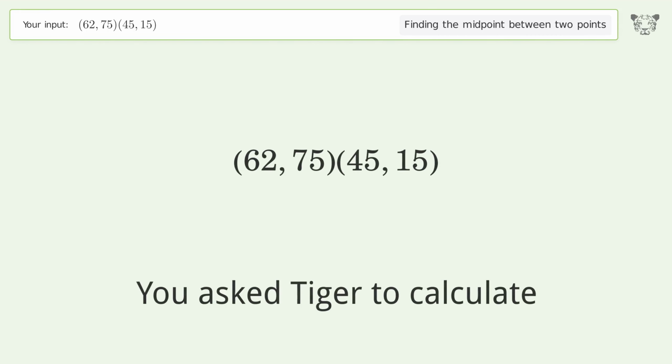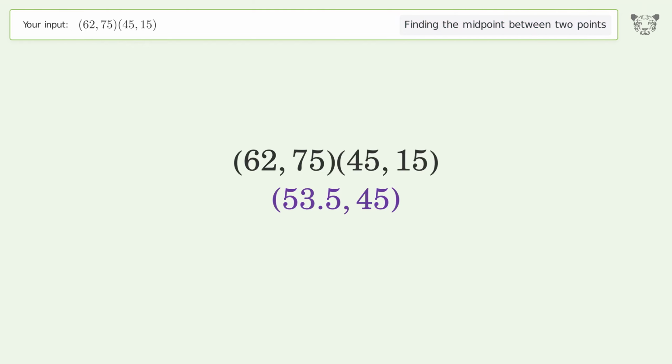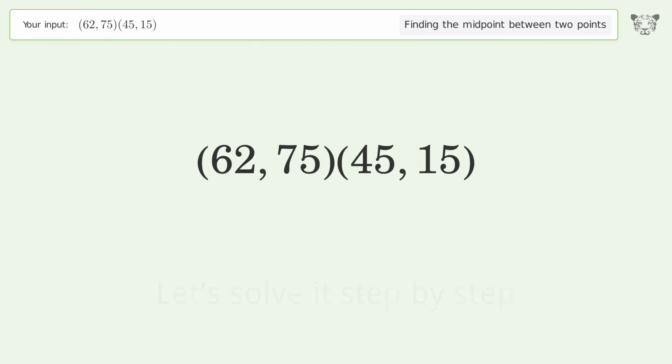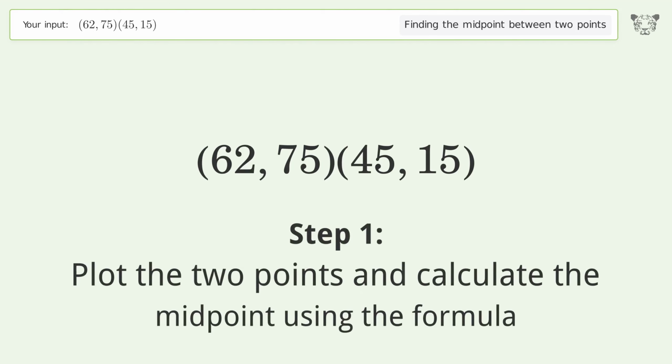You ask Tiger to calculate. This deals with finding the midpoint between 2 points. The midpoint between the 2 points is (53.5, 45). Let's solve it step by step. Plot the 2 points and calculate the midpoint using the formula.